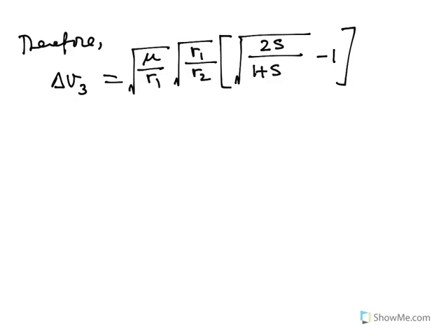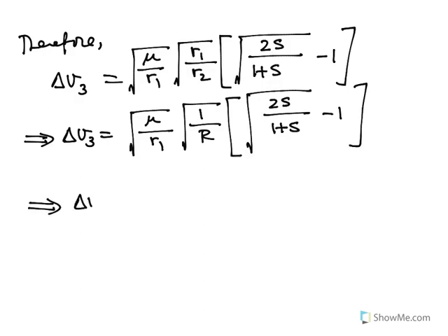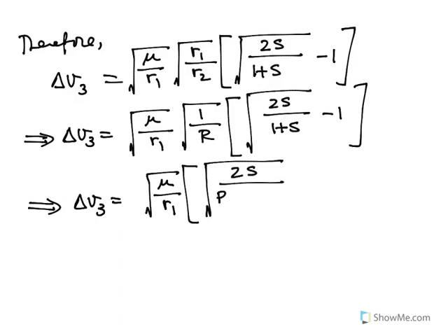So now I can write delta v3 as equal to the square root of mu over r1, and then the square root of 1 over r times the square root of 2s over 1 plus s, minus 1, which can be rewritten as delta v3 equal to the square root of mu over r1, and if I multiply through by the square root of 1 over r, I get the square root of 2s all divided by r plus rs, minus the square root of 1 over r. So there's the full delta v.